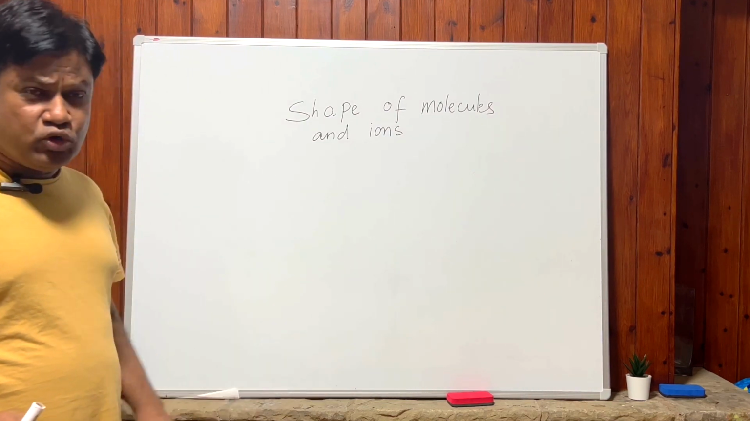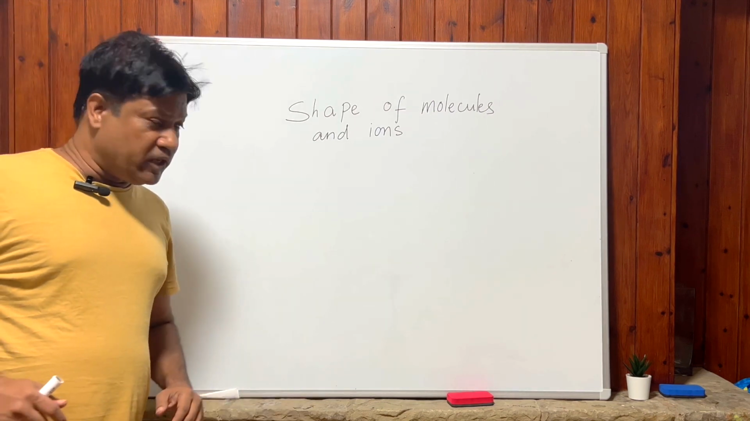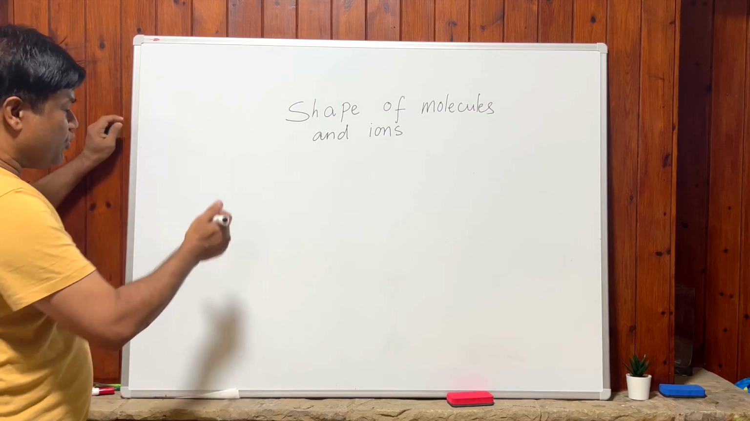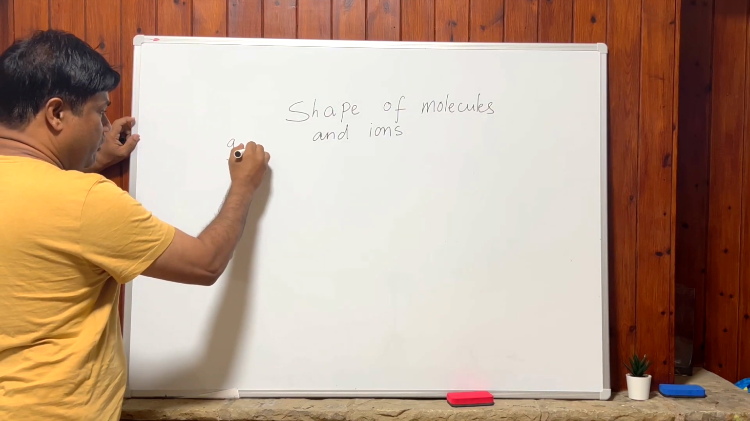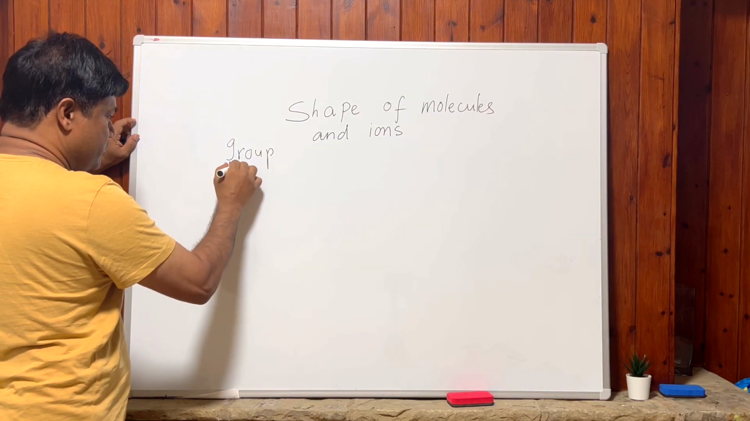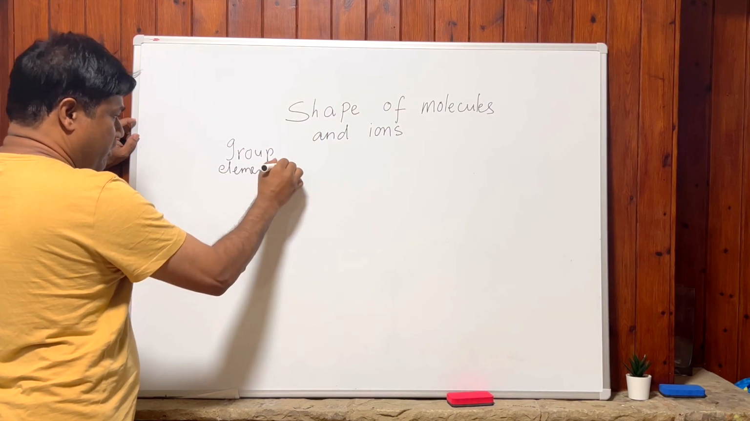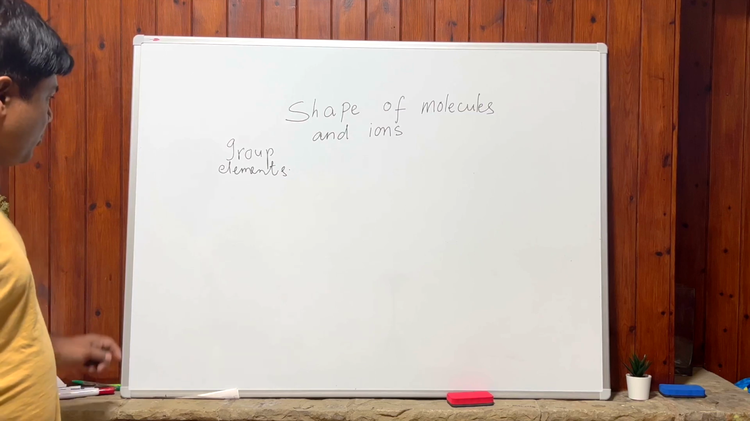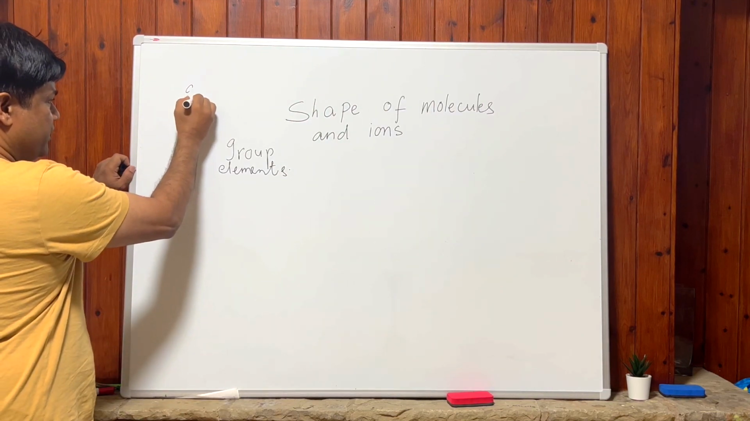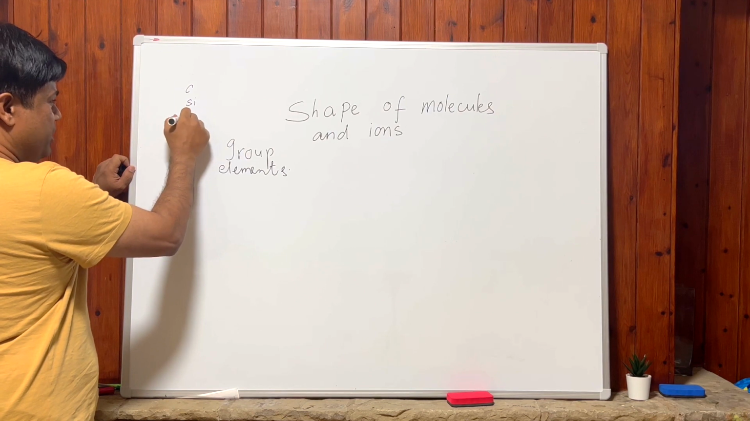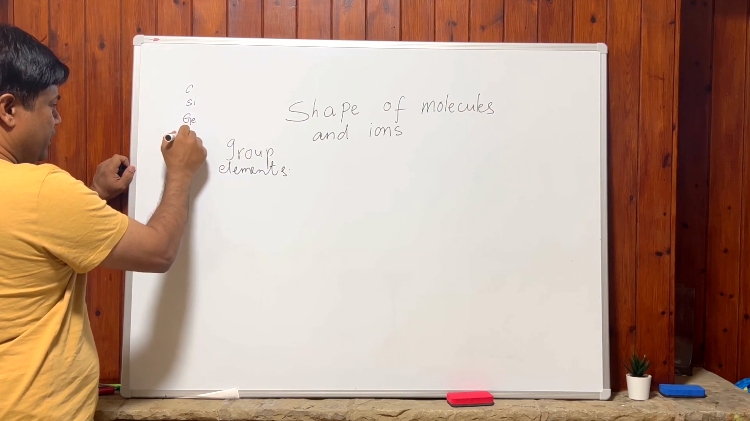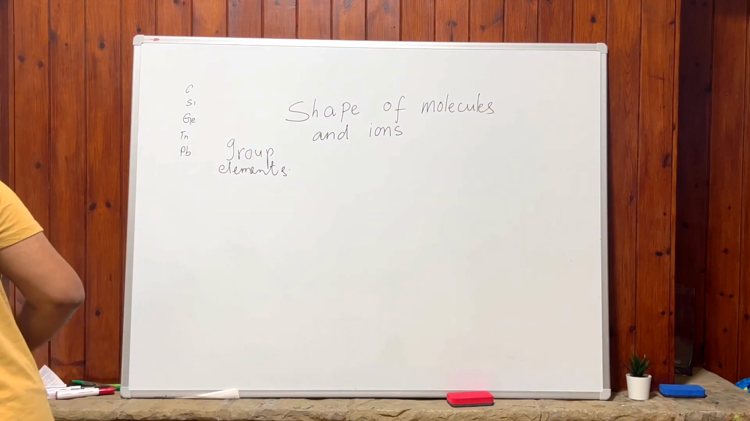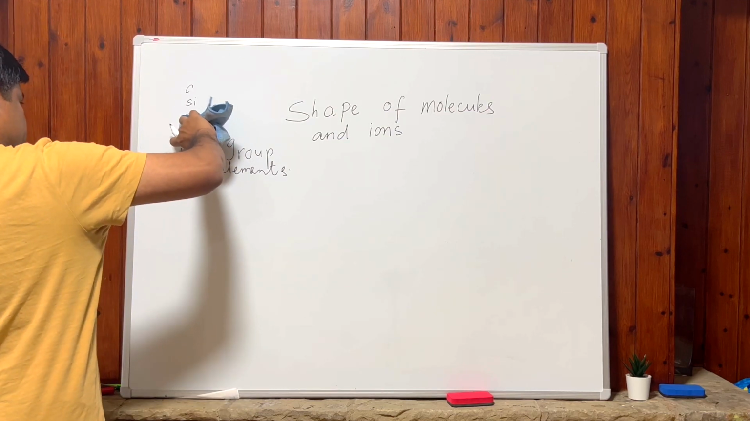To go through the shape of the molecule, we have to go through the periodic table. Let's start with the periodic table, and I'm going to start with group 4 elements. Group 4 we have carbon, silicon, germanium, tin (Sn) and Pb. Let's see the group 4 elements.